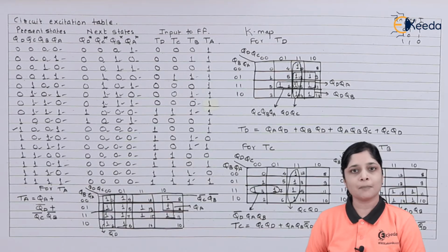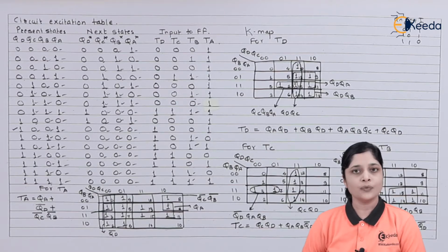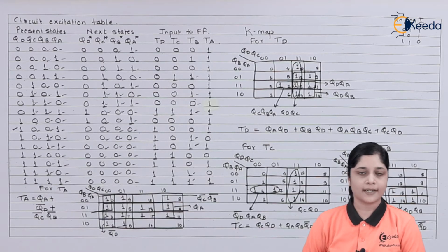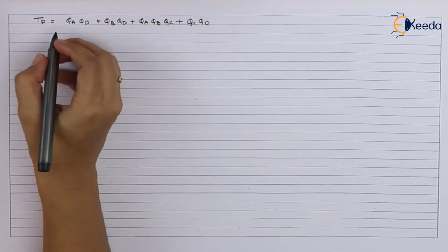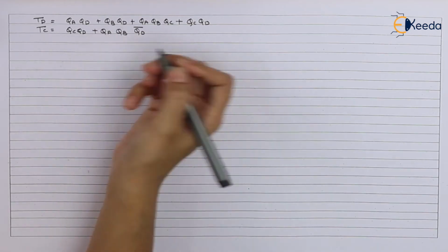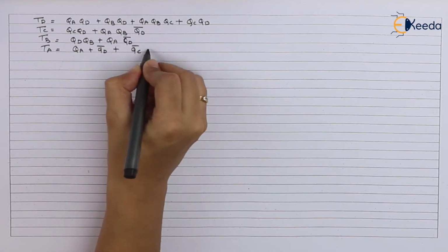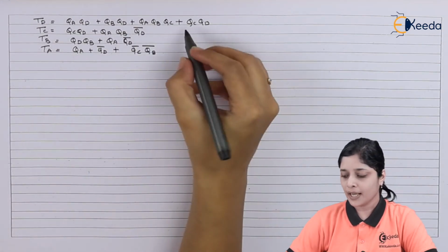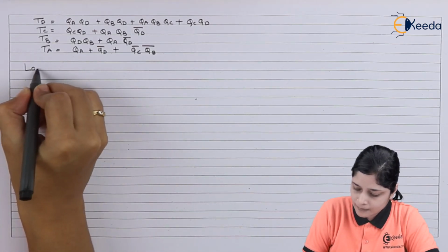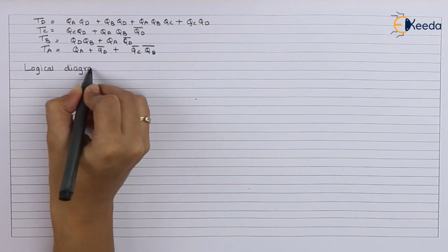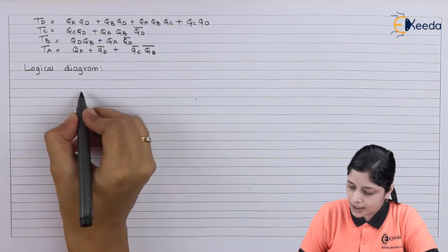This is all about the K-map for TD, TC, TB and TA. Now we will move forward to the logical diagram. So we have all these 4 equations. Now we will design the logical diagram with the use of T flip-flops. So we will draw here 4 T flip-flops.